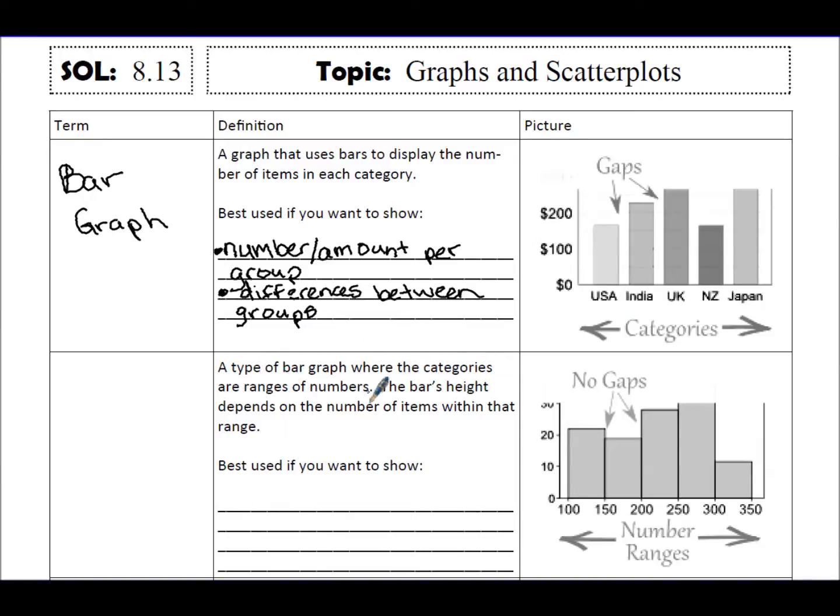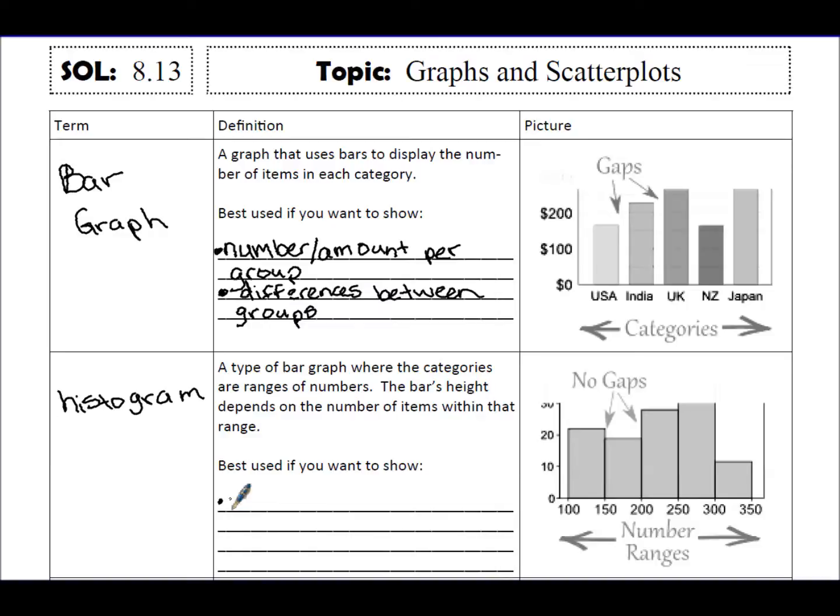Now the next one's a type of bar graph where the categories are ranges of numbers, and the bar's height depends on the number of items within that range. So we don't see any gaps in this one because it's more of a continuous graph. So if I want to see that a little bit more than 21 items have a value between 100 and 150, then it kind of shows the distribution of the data points in your graph.